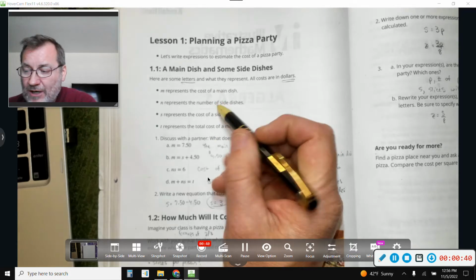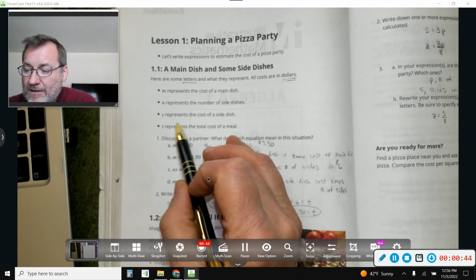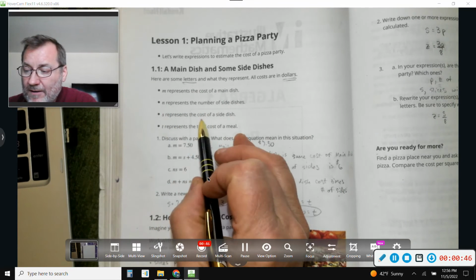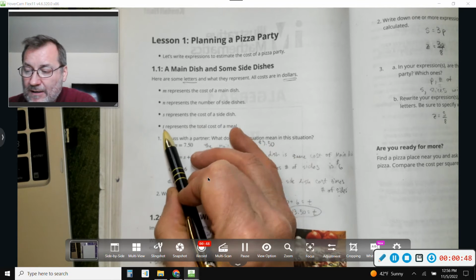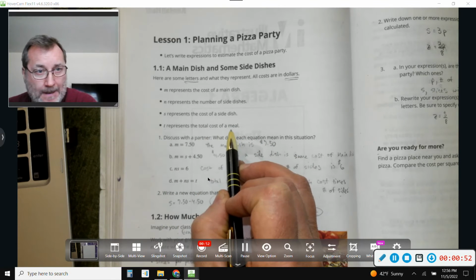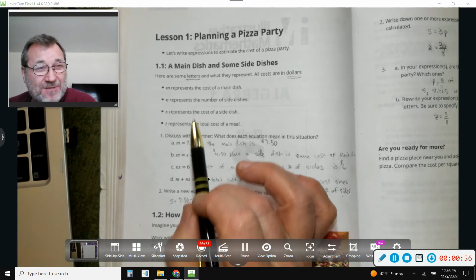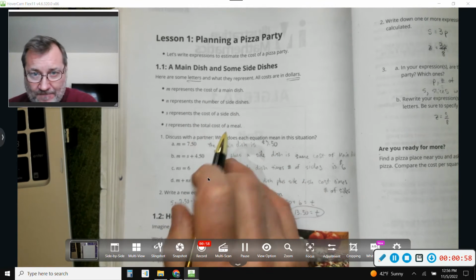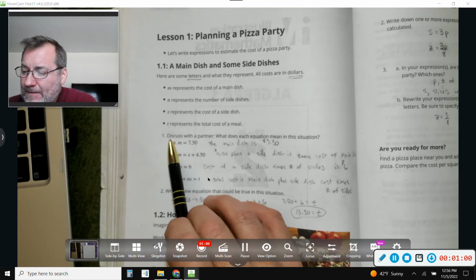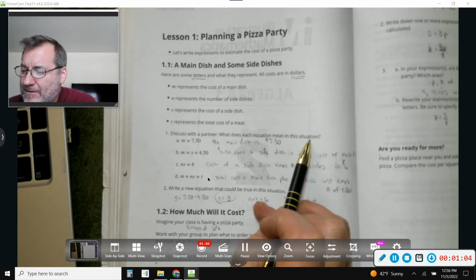All right, you can adjust the cost of the main dish. You can adjust the number of side dishes. You can adjust the cost of each dish, and you can adjust the total cost of the meal. Okay, so what we have to do is go through this and make sure that everything starts to make sense. It says discuss with a partner. What does each equation mean in this situation?